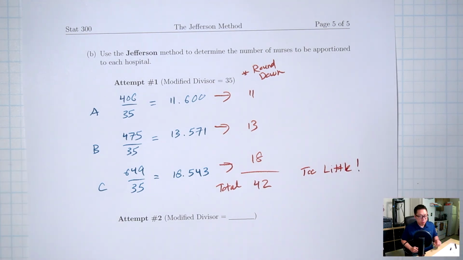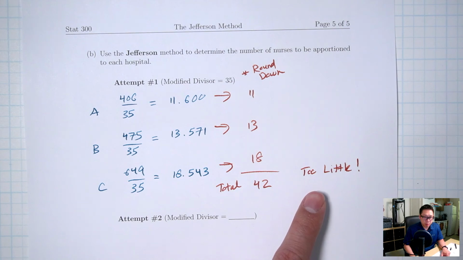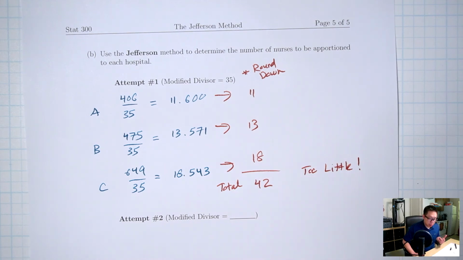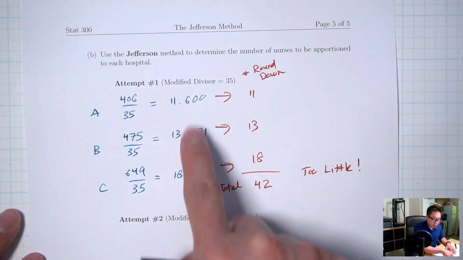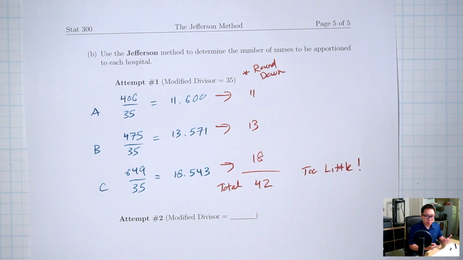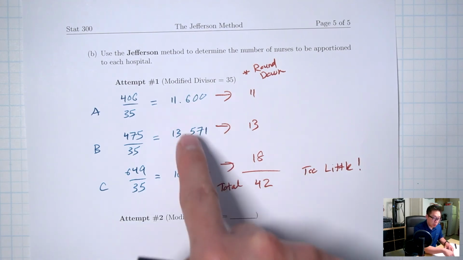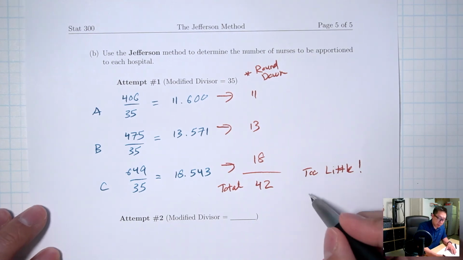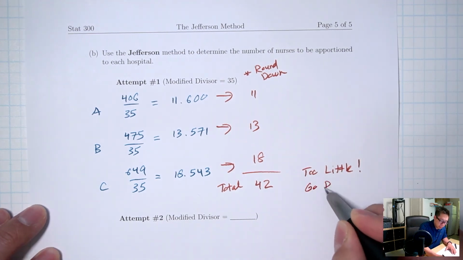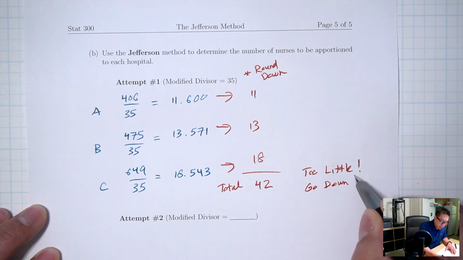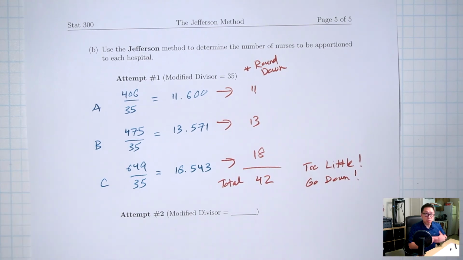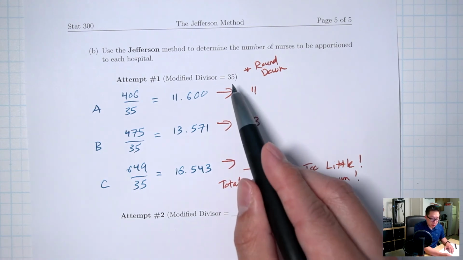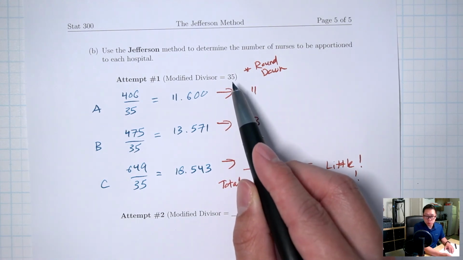And do you remember, if it's too little, do you go up or do you go down? If it's too little, we wanted these numbers to be bigger. To get a bigger number here overall, you want to divide by a smaller number. So we actually want to go down. So too little, go down. If it's too much, go up. So the next guess we want to try is we want to go down from 35, which means we want to try 34.